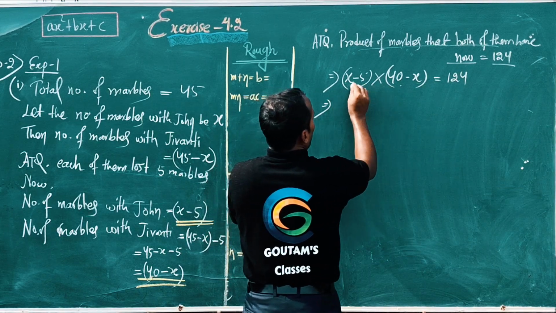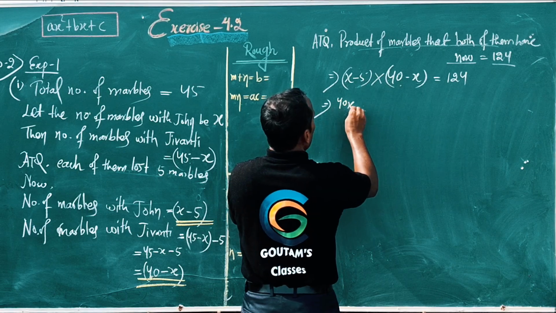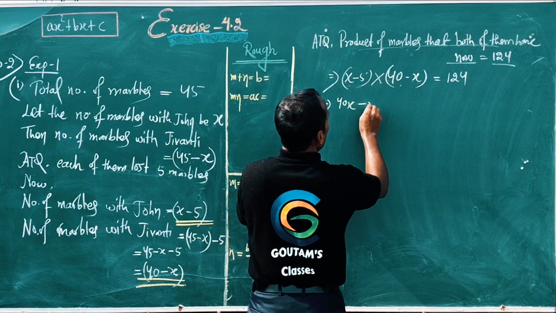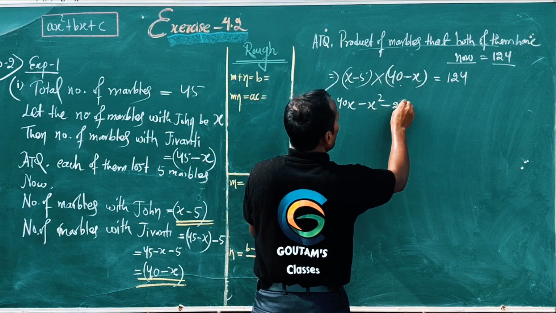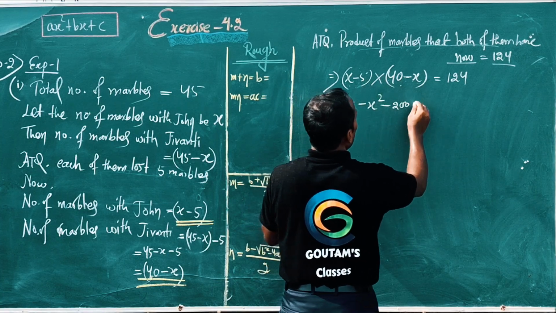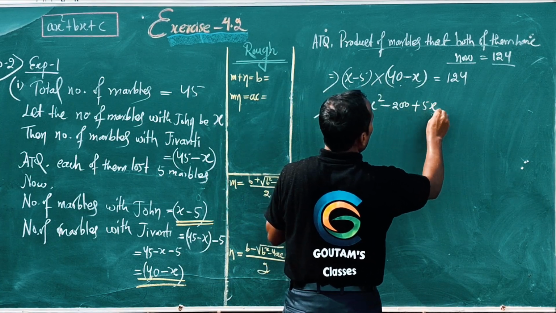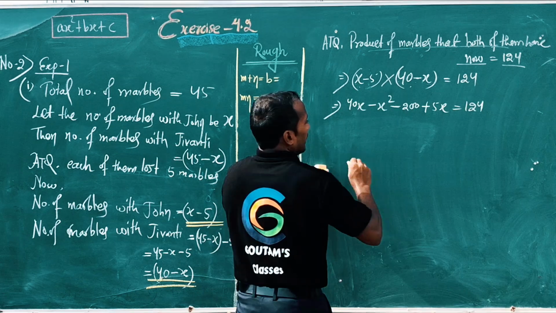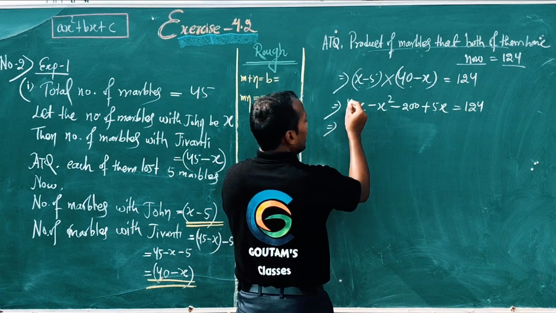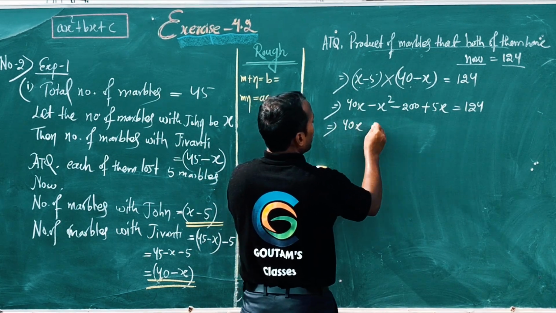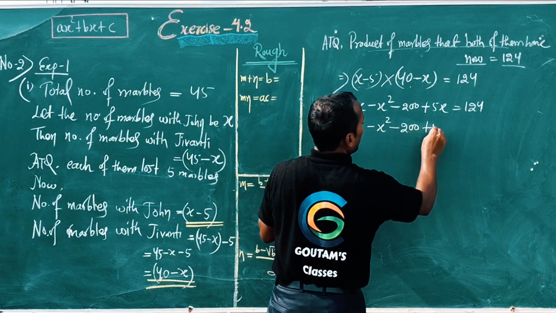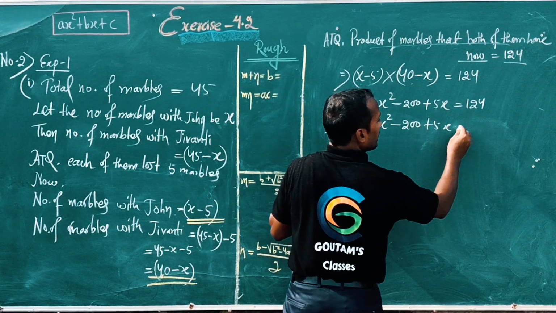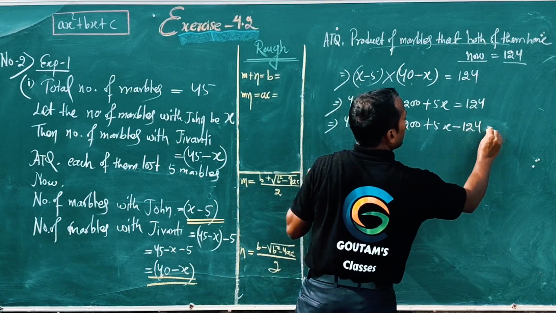Let me multiply. x into 40 gives me 40x. x into minus x gives me minus x square. Minus 5 into 40 gives me minus 200. And minus 5 with minus x gives me plus 5x. Now let me shift 124 to the left side. I have 40x, minus x square, minus 200, plus 5x, and 124 becomes minus 124 equal to 0.